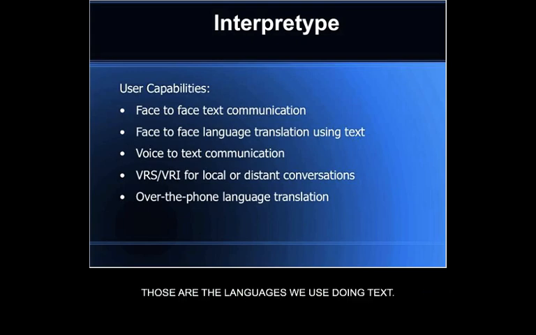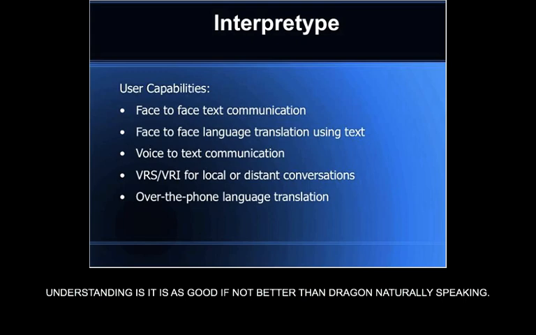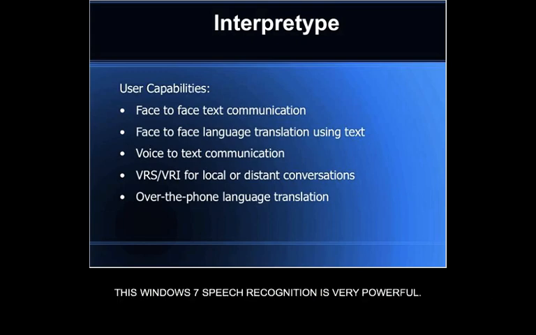We can do voice-to-text communication. Since all our computers come on a Windows 7 platform, Windows 7 has speech recognition built into it. And my understanding is it's as good, if not better, than Dragon Naturally Speaking 10. I'm not sure about 11. I haven't tested it yet, although I've heard great things about it. But this Windows 7 speech recognition is very powerful. So that's how we're able to do our lecture automation mode for teachers, using that voice-to-text.